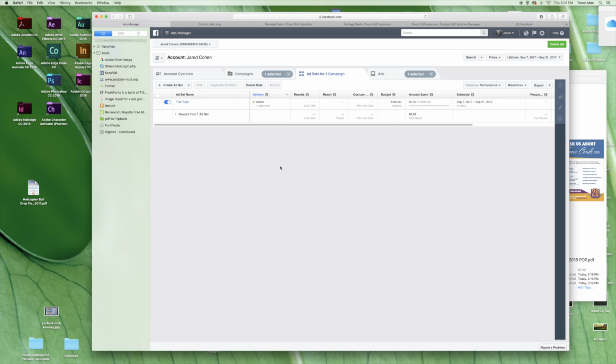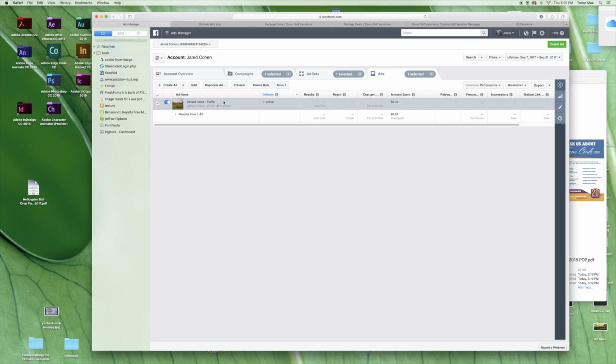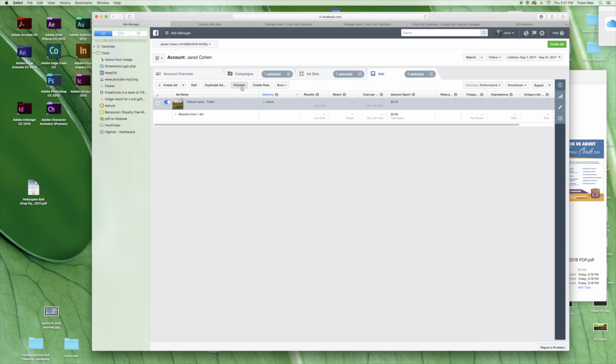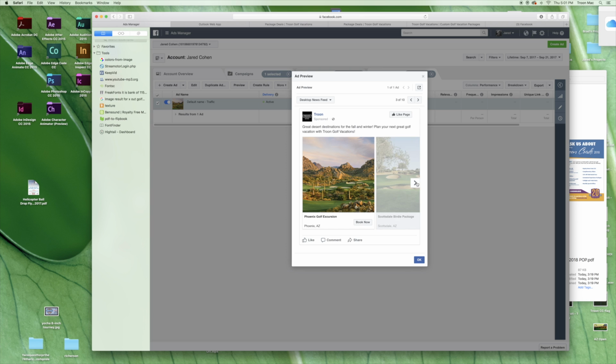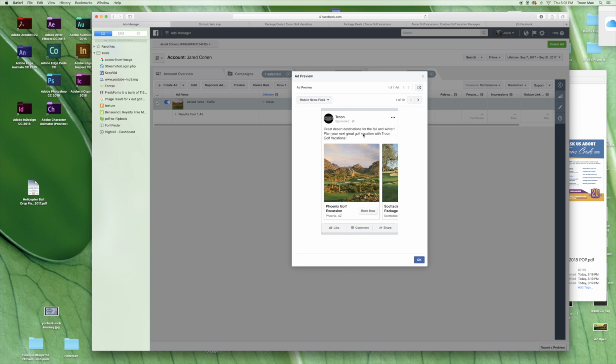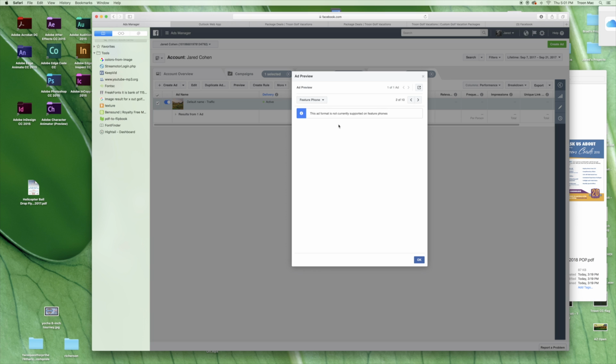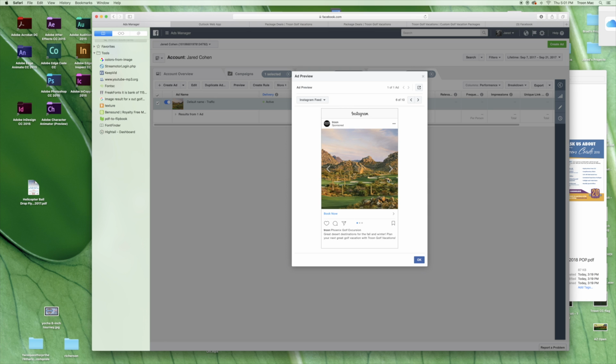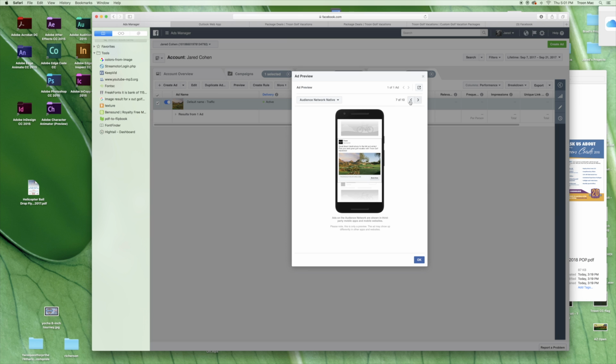You can email me at, before I stop here, if you want to go through and check different things like the demographics that are being hit, or the placement, or the performance, it gives you that option there. If you want to preview the ad at some point, it gives you the option to do that with different looks. Here's what it'll look like on a cell phone. Here's what it'll look like on a desktop. Here's what it'll look like on Instagram. So those are different views of what your ad is going to look like based on what we just set up.